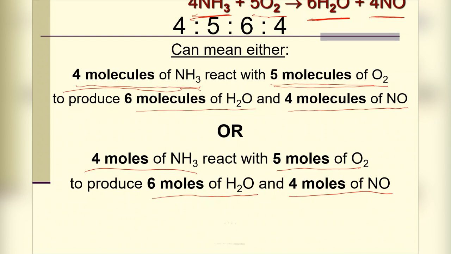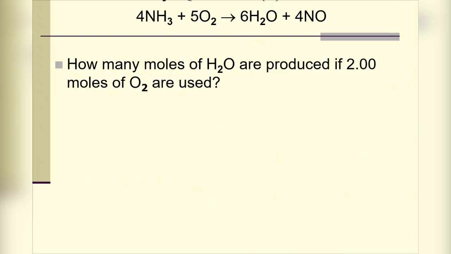Let's solve a problem now. How many moles of H2O are produced if 2 moles of O2 are used? There are 2 methods we can solve this problem. I will show you both so that you can understand and you can solve with one of them you are comfortable with. Okay?